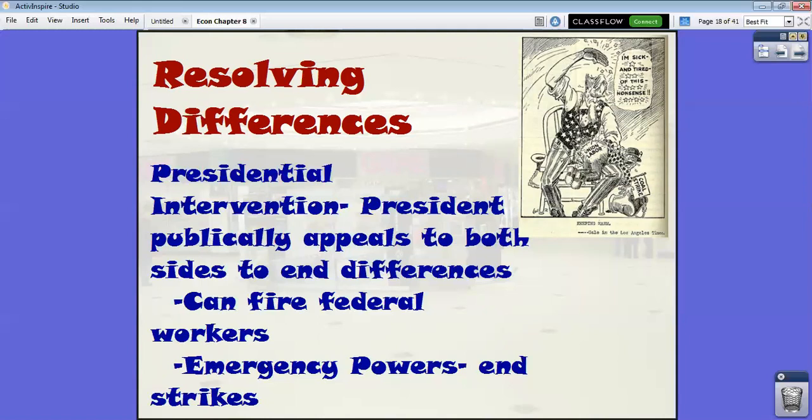The most extreme way that we see presidential intervention is through the president's emergency power to end a strike. And again, similar to injunction and seizure, we would only see this in a case where, if the workers didn't go back to work and the company opened up, if they had locked out, the entire American economy would be at a disadvantage.